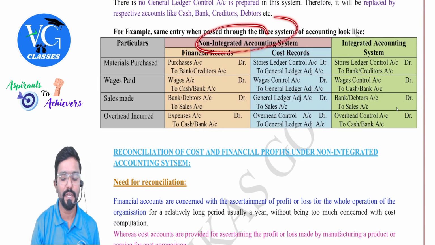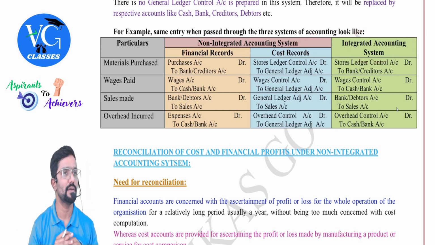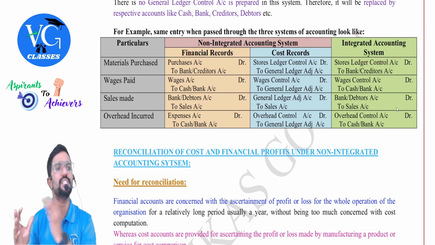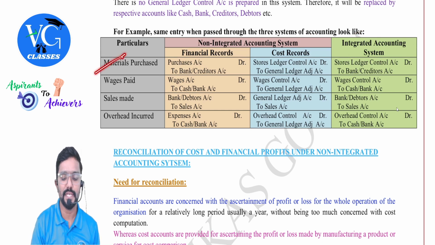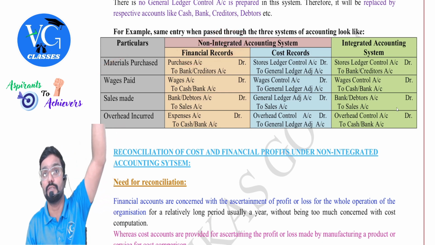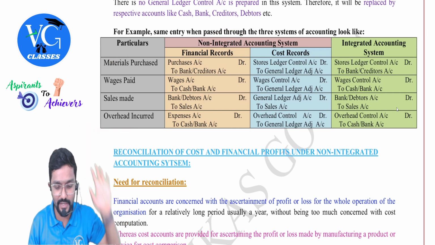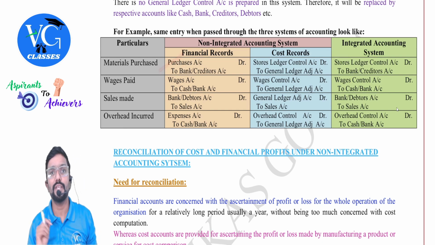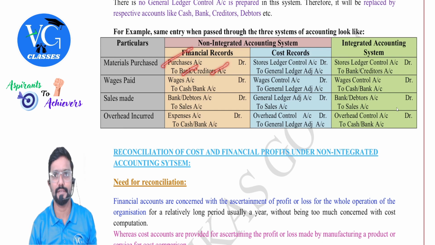Guys, under non-integrated, we have two books, financial records and cost records. Under integrated, only one book. How do we pass the entries in each of these books for the same transaction? We will see. For material purchased in financial books, in your accounts, financial records is nothing but your accounts. I didn't teach you this. Correct? Accounts faculty would have taken care. Now, what is the entry for it? Purchases to bank, or if it is credit, creditors.